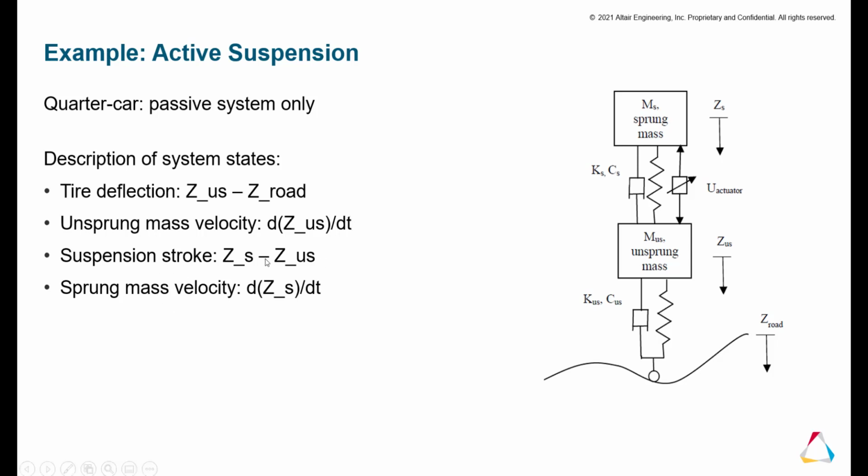And then the suspension stroke, which is really the displacement of the suspension mass. We define that as the difference between the displacement of that sprung mass and the displacement of the unsprung mass. And then the sprung mass velocity, the rate of change of that sprung mass.